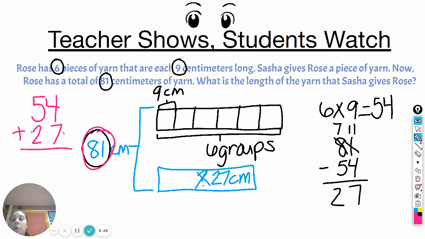So let's just double check our work. 4 plus 7: well, 4 plus 6 we know is 10, and to get to 7 we just have to add one more, so that gives us 11. One on the line and one below gives us our 11. 5 tens plus 2 tens plus 1 ten: 5 plus 2 is 7, plus 1 more is 8. So we were correct. The length of yarn that Sasha gives Rose is 27 centimeters. Okay, let's go ahead and do one together.